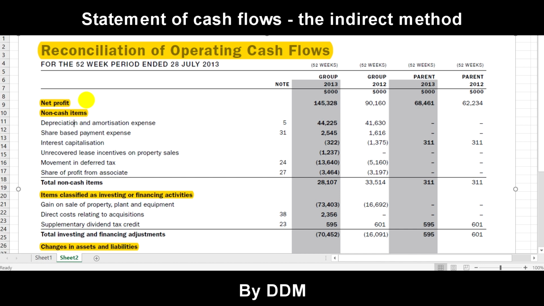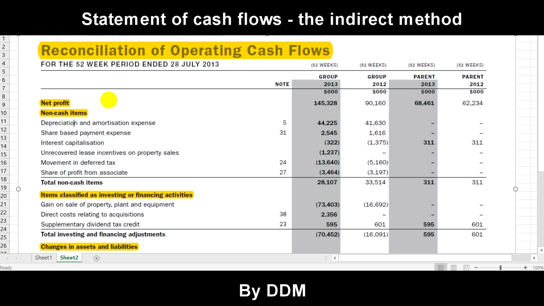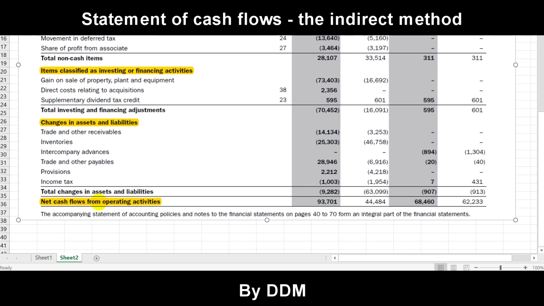Under the accrual accounting system, we know that a firm's net profit is not necessarily equal to the net cash flows from operating activities. So this financial statement under the indirect method, the reconciliation of operating cash flows, explains the relationship between net profit and net cash flow from operating activities.